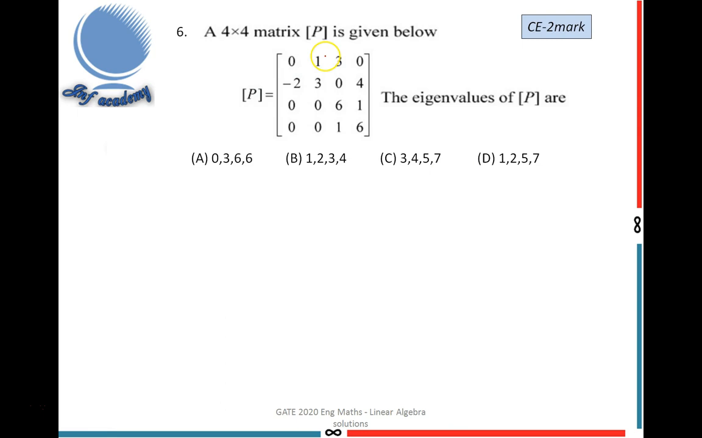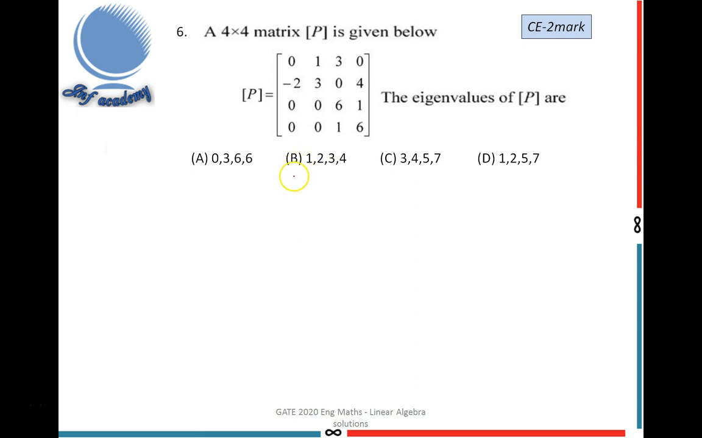The sixth problem: a 4 by 4 matrix P is given below. The eigenvalues of P are. This question is from the CE department. It has 2 marks. The matrix P is a 4 by 4 matrix. Suppose you try to find the eigenvalues directly, then it will take a long time. So here I use some properties and get the answer immediately.